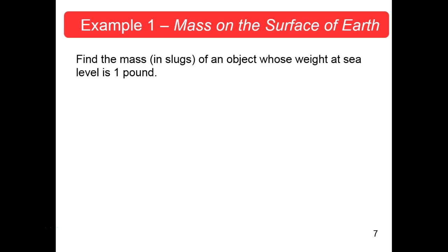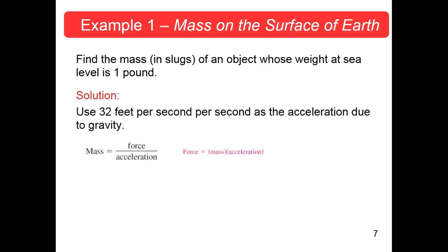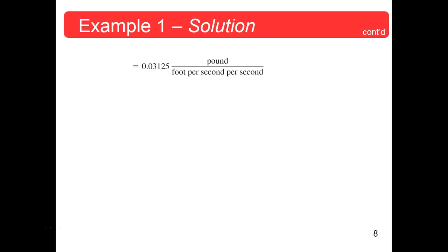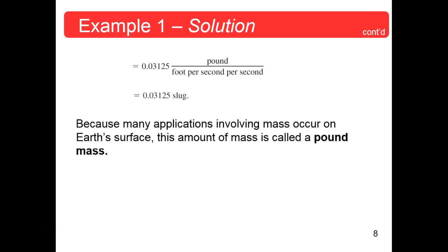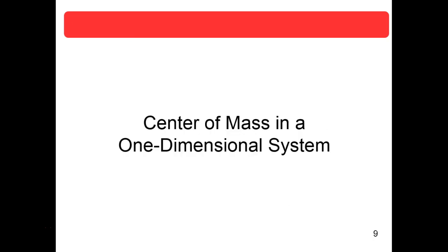All right. So let's see how they did it. Using 32 feet per second squared as acceleration due to gravity, mass is equal to force divided by acceleration. That'd be 1 pound divided by that, which is 0.03125 pounds per foot per second squared, which is slugs. Because many applications, blah, blah, yeah, okay, we already said that.